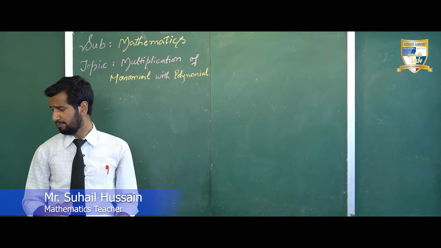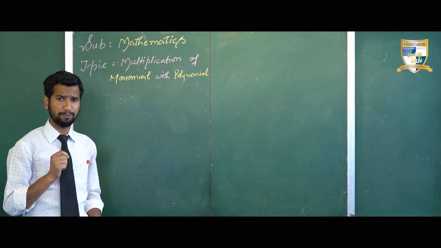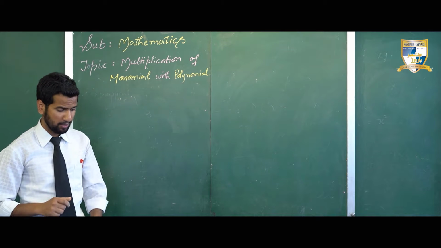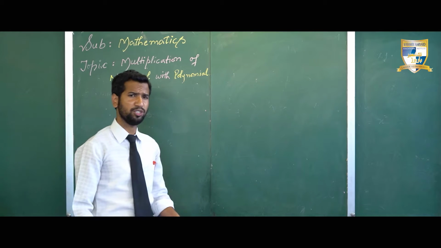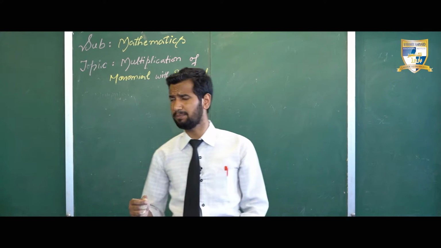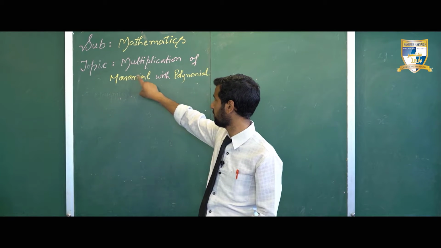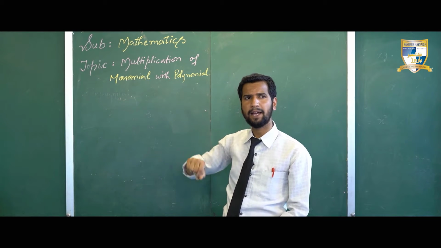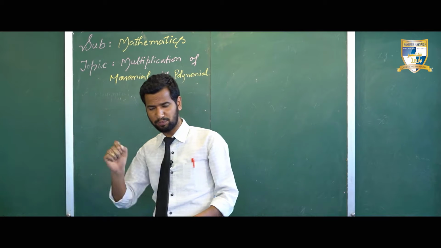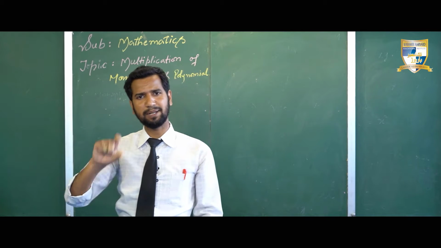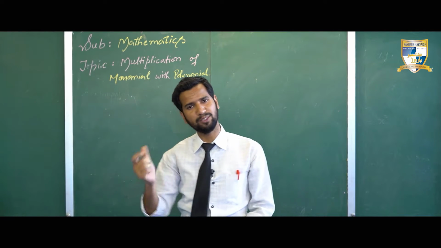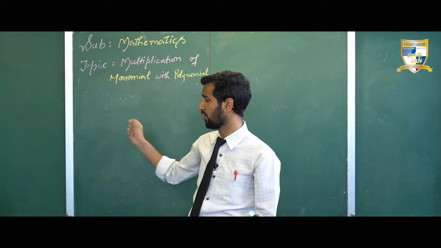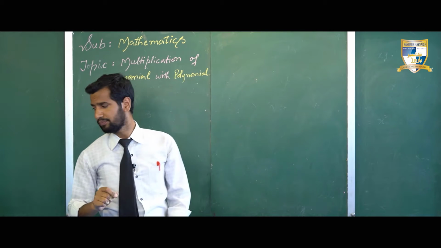Last time it was exercise 9.3, question number 1. Question number 2 is a table that is entirely based on the multiplication of a monomial with a polynomial, and question number 3 is much easier. It's based on the multiplication of a monomial with a monomial. So today we are going to start question number 4.